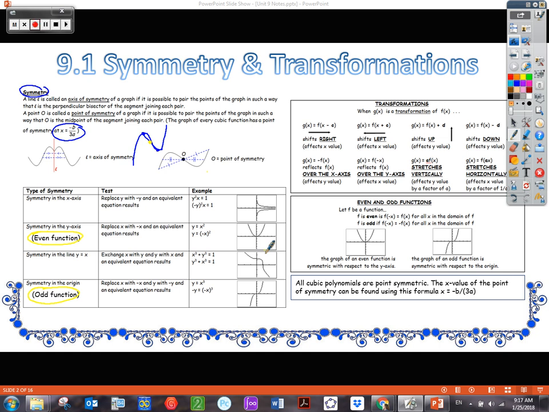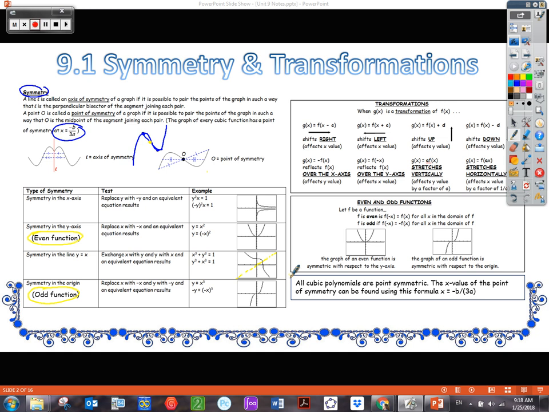So the next test is symmetry in the line y equals x. This is a graphical test to determine inverses. If we have 2 different functions, this is a graphical test to determine inverses. If you look at this, here's my line y equals x. This particular unusually shaped graph is symmetrical over the line y equals x.